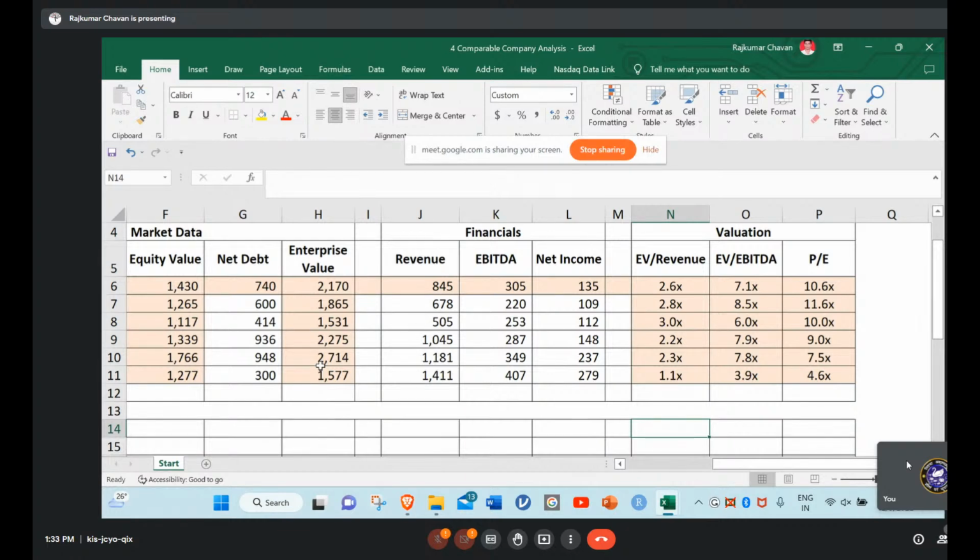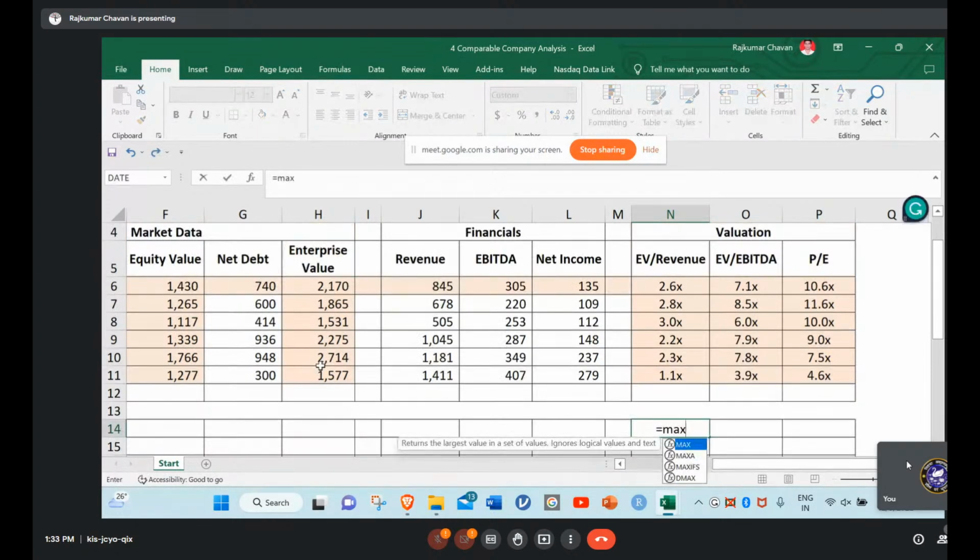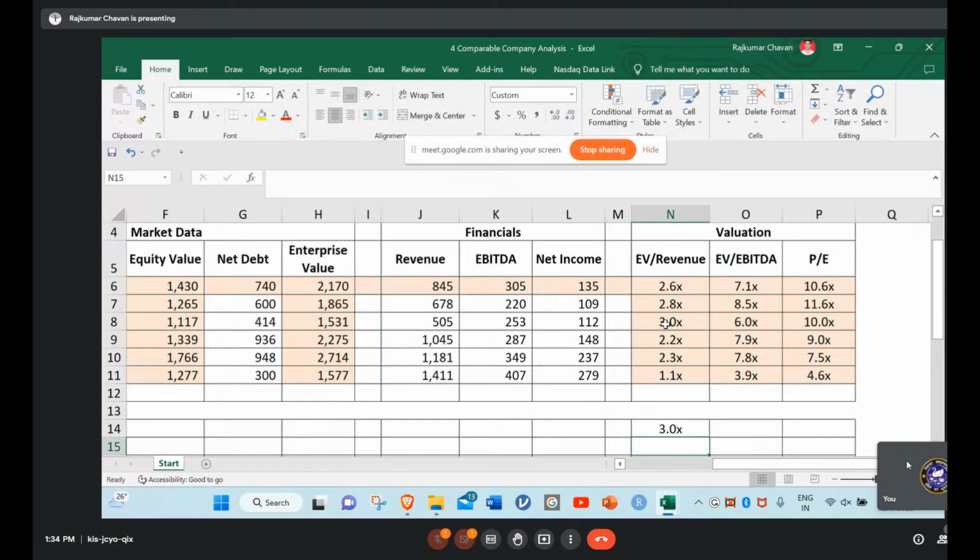Now, what should we do? High means maximum value. So what we should type here is equal to MAX. Max means maximum value. Open the bracket, select from here till down. Among this, whichever is the highest, that will be my valuation model. So close the bracket, enter. Can you see 3.0x? Among all these values, 3.0x is the highest value, or not? That will be one of the parameters to value my ABC company.